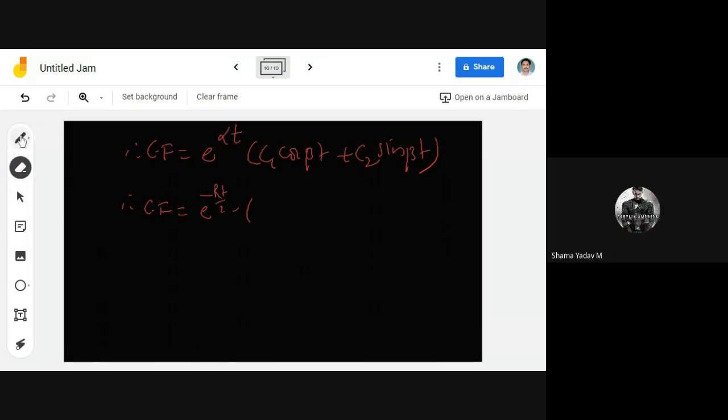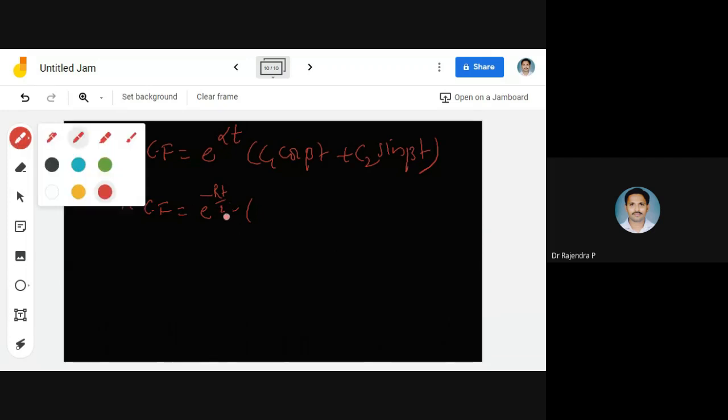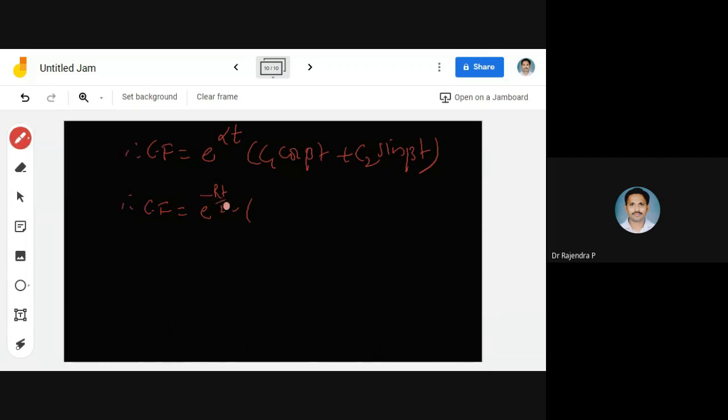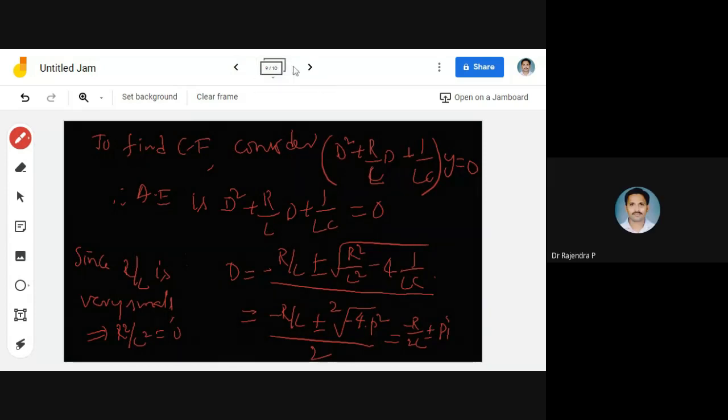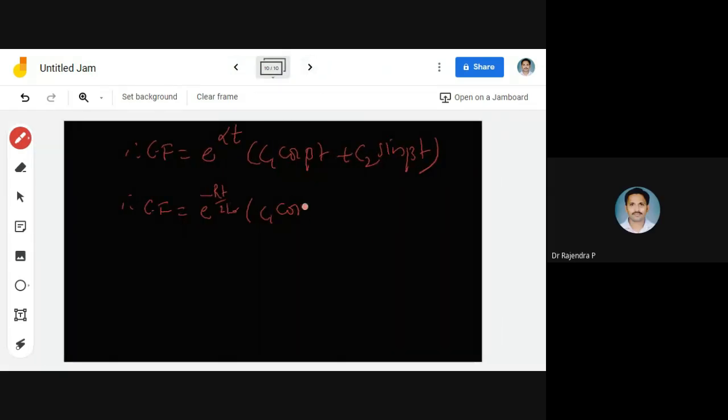Just R by 2L, sir, not t? The t is here, yes, I am taking this t. So e power minus Rt by 2L, and c1 cos beta value. Anybody remember the beta value? It is p, right? Correct? Yes, sir. So I substitute p: c1 cos pt plus c2 sin pt. Okay, so now we got this.